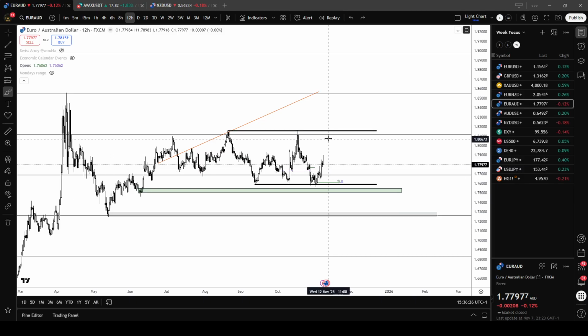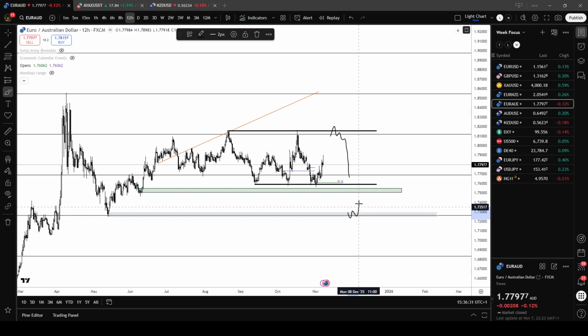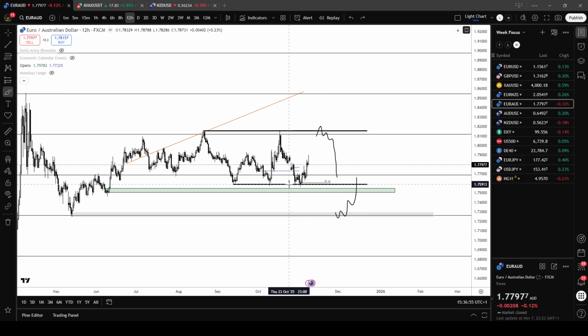So short from here is my preferred play, and long from here. Because we've deviated this low 3 times already, I'm no longer entertaining longs from this area. I'm just asking myself how many buyers are there at this area. The more times you test it, the less there are. So these are my 2 scenarios.